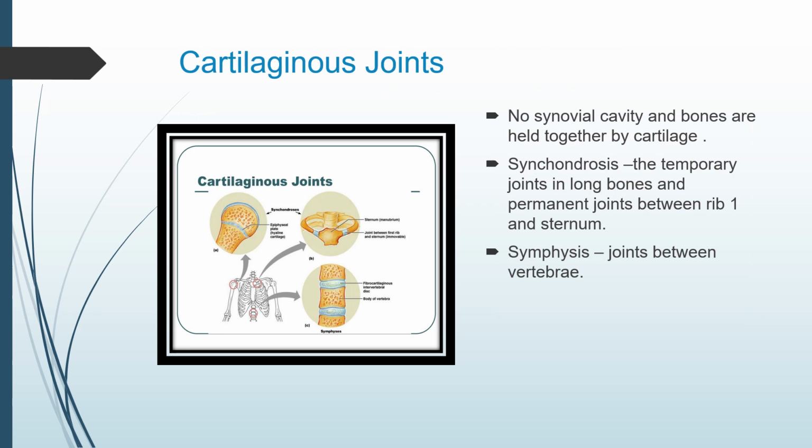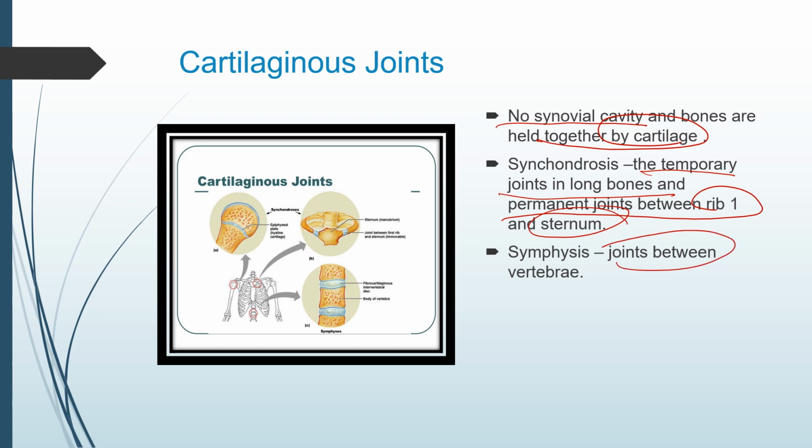Now in this cartilaginous joint also there is no synovial cavity, and with what are the bones held together? They are held together by the cartilage, and the first type is synchondrosis. Synchondrosis, what is that? It is the temporary joint in the long bones and the permanent joint between rib one and the sternum. So that is called the synchondrosis. And the second one is the symphysis, that is the joints between the vertebrae.